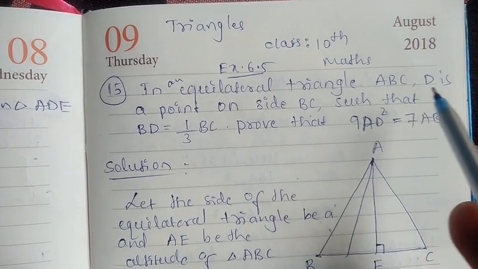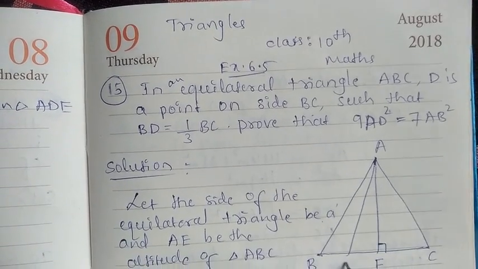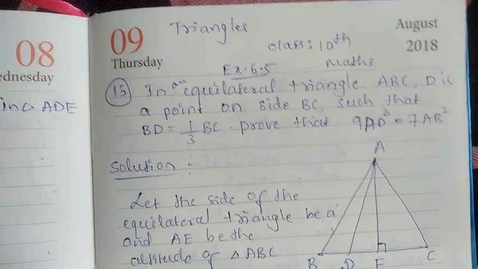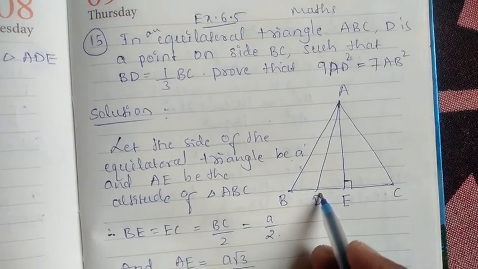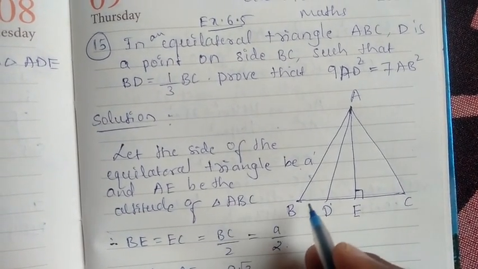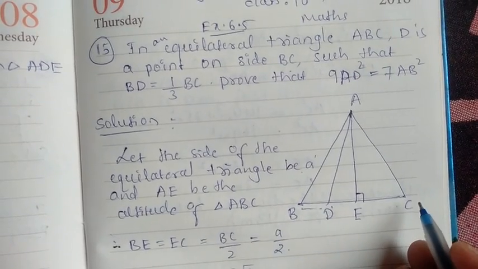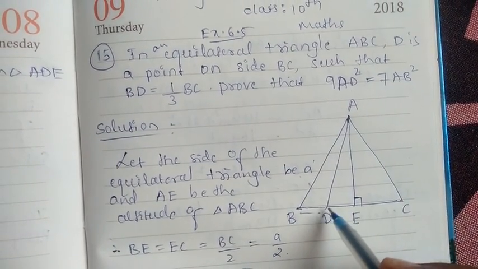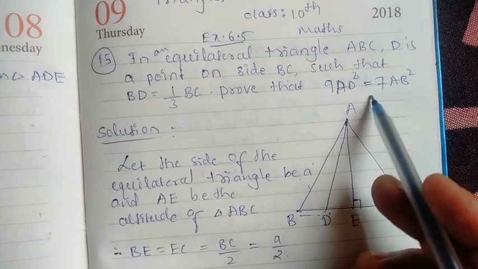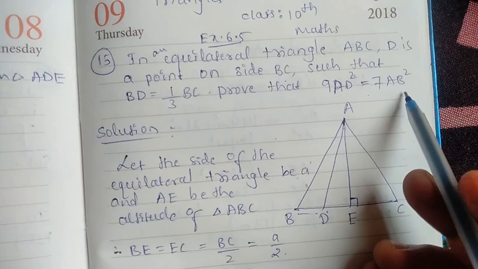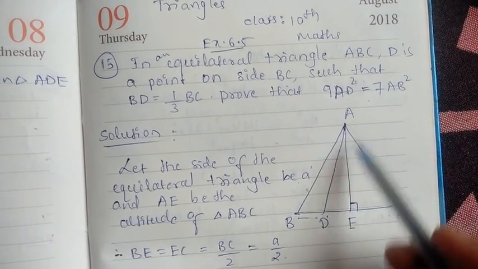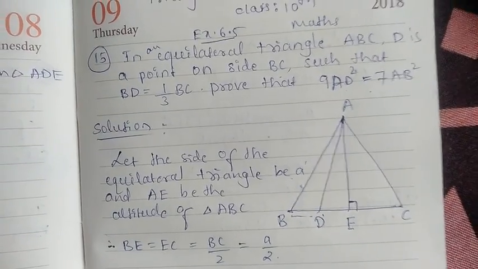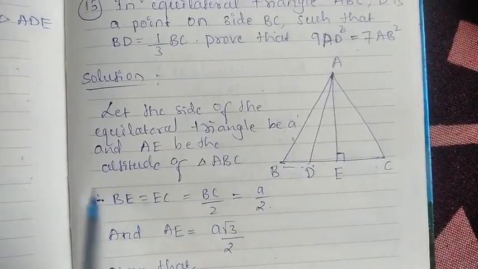Now in triangle ABC, D is the point on side BC such that BD is equal to 1/3 of BC. See the diagram, BD is 1/3 of BC. Prove that 9 times AD square is equal to 7 times AB square. So children, this example is very important for the examination. See how to prove this one.